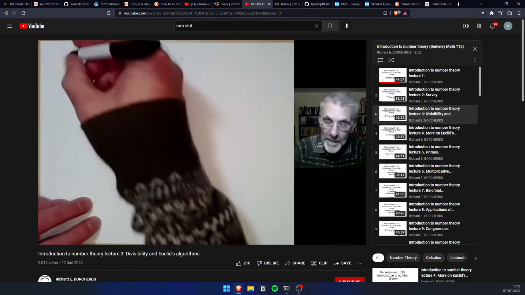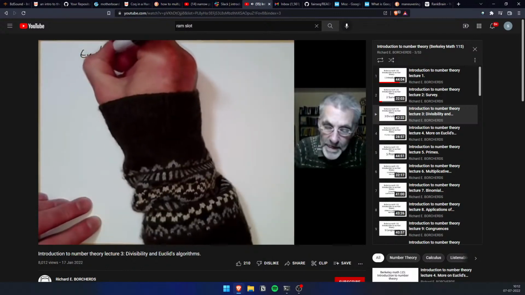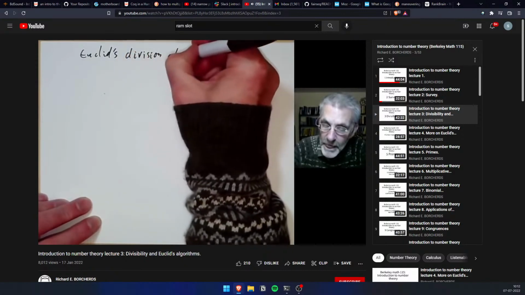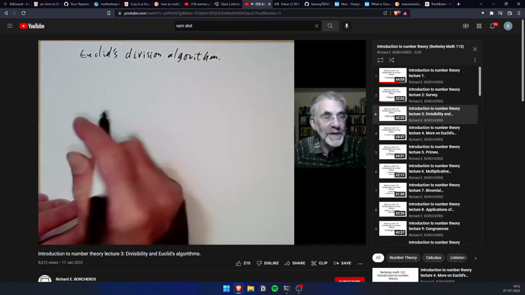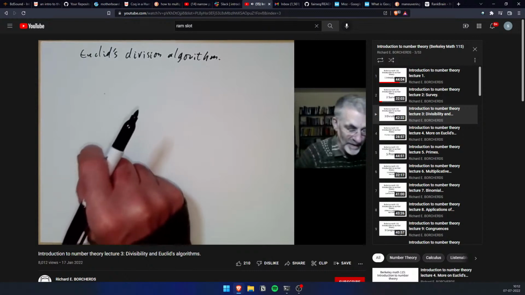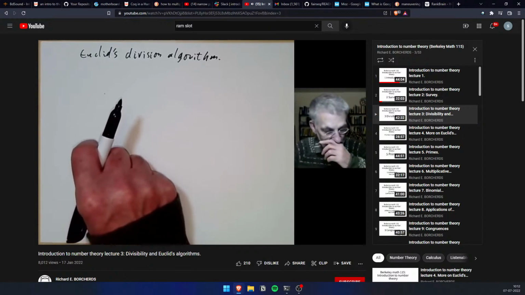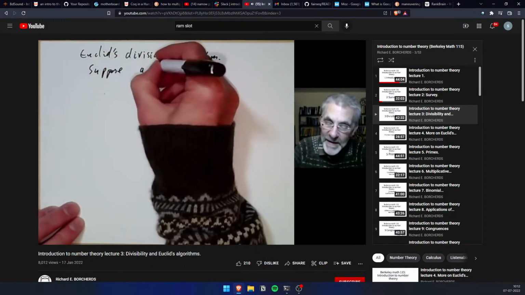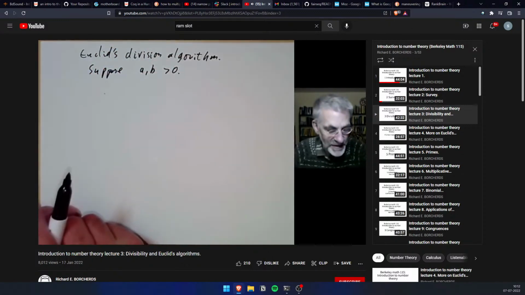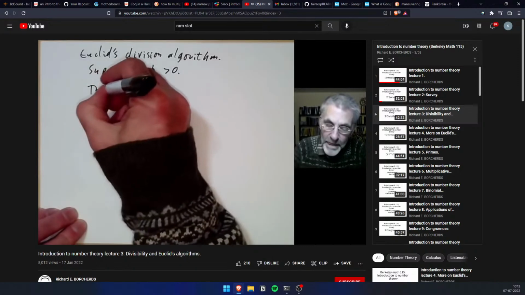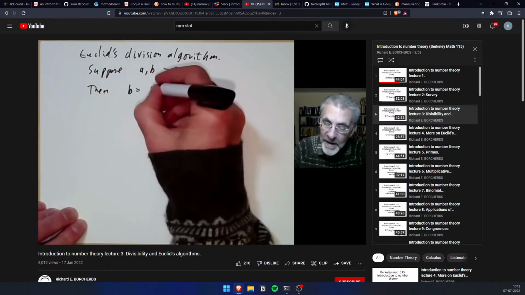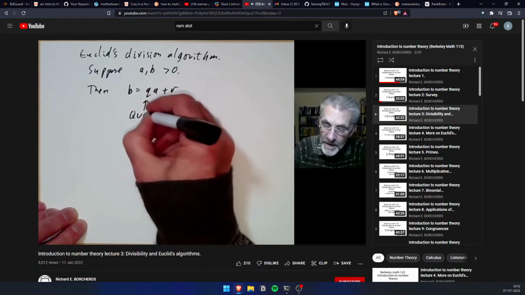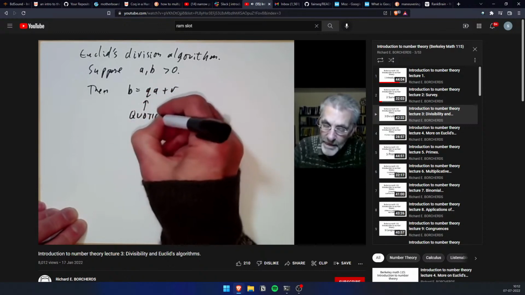Now we're going to discuss Euclid's division algorithm. This is not quite the same as Euclid's algorithm that we're going to discuss later. So Euclid's division algorithm says the following. Suppose that we're given a and b, which are positive integers. Then we can divide b by a with the remainder. So q is going to be a quotient, and r is called the remainder.